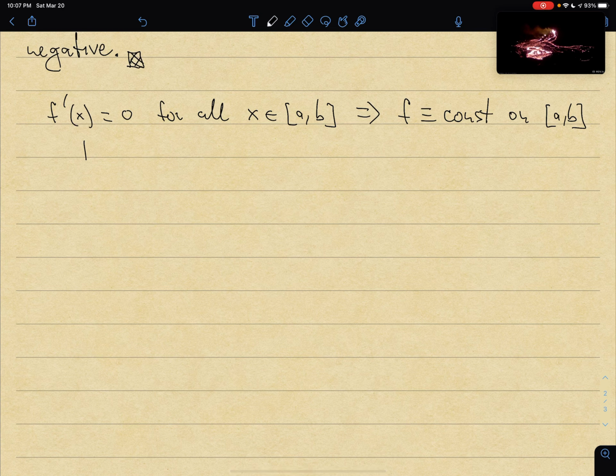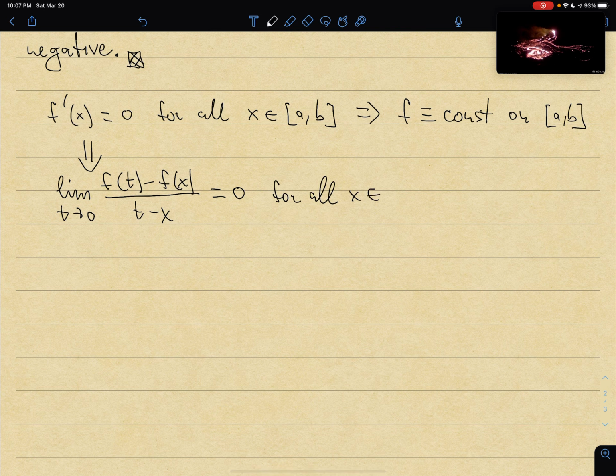So then this means that if I take the limit as, let's say, t goes to x of f of t minus f of x divided by t minus x, I know that this should be zero. And this is true for all x in (a, b). Fine. But how do I conclude from that that f must be equal to a constant?